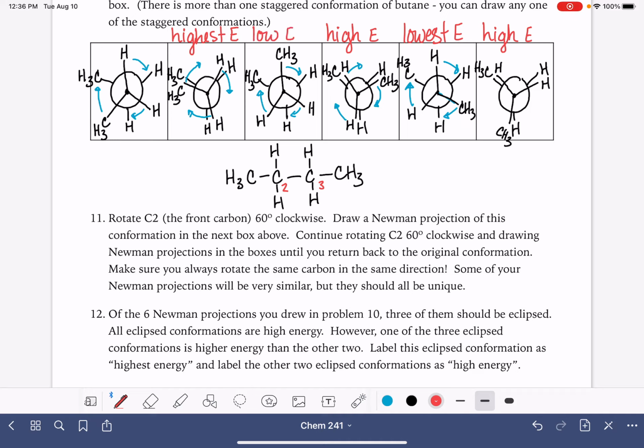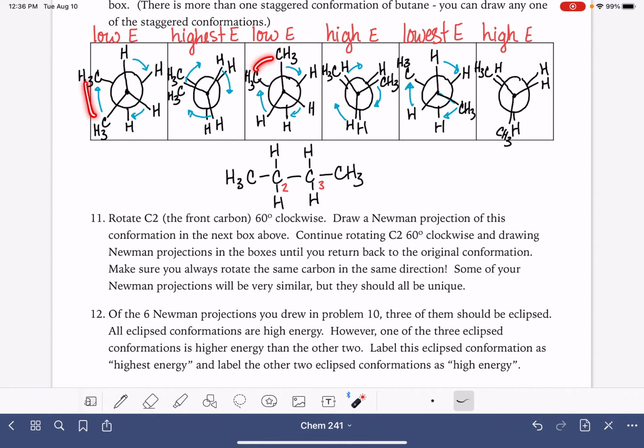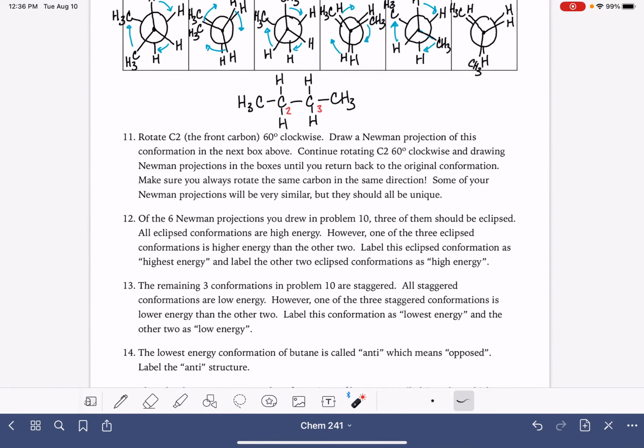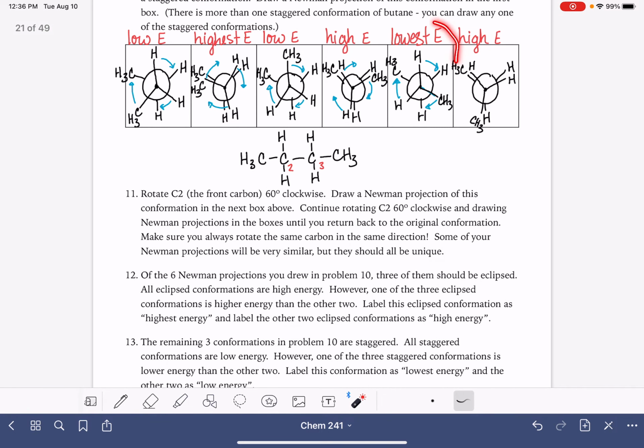These 2 are just low energy, not as low, and they are equal to each other in terms of energy because they both have the methyls that are 60 degrees apart from each other, so they have the exact same type of steric hindrance. The lowest energy conformation of butane is called anti, which is a prefix that we use to mean opposed. That's this guy right here.